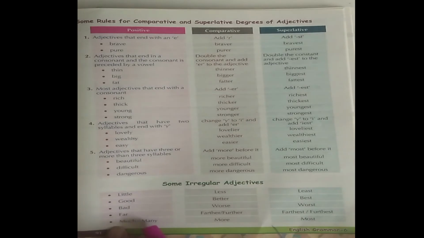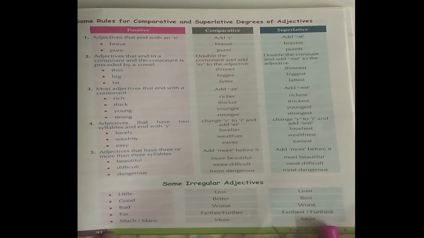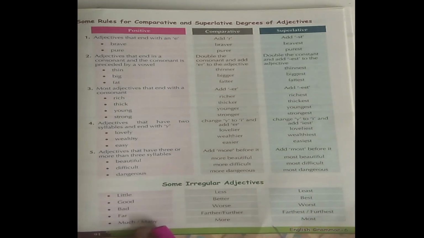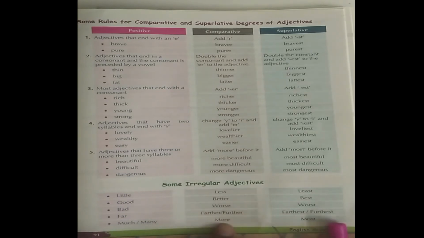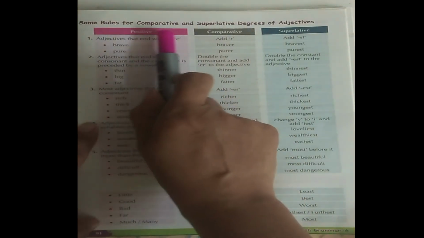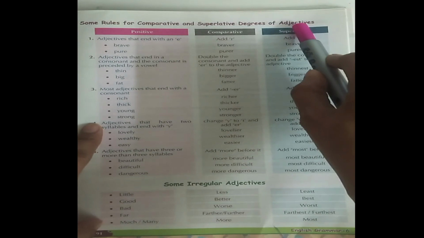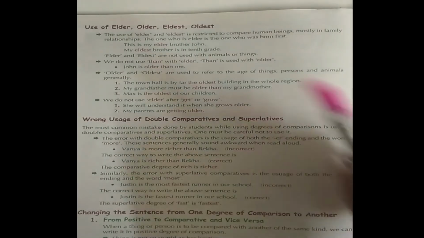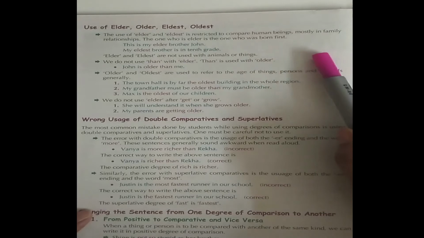The last irregular adjective is much or many, but its comparative and superlative forms remain the same in both cases. If it is much, the comparative will be more and the superlative will be most. And if it is many, the comparative form of many is also more and the superlative is most. So this is all about the rules for comparative and superlative degrees of adjectives, the most important rules used for comparison.